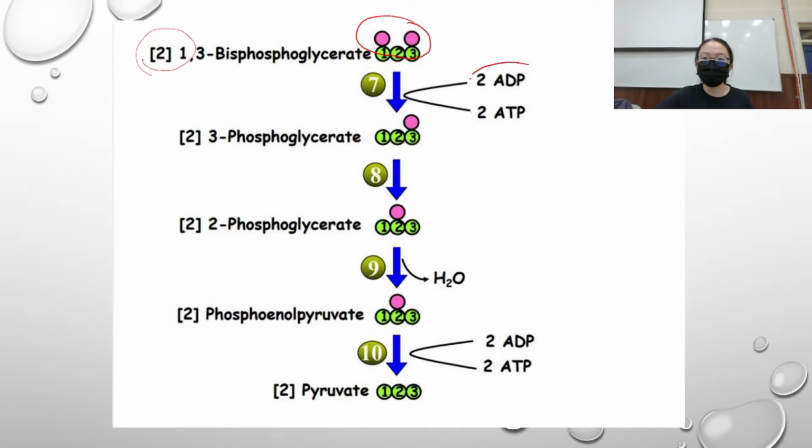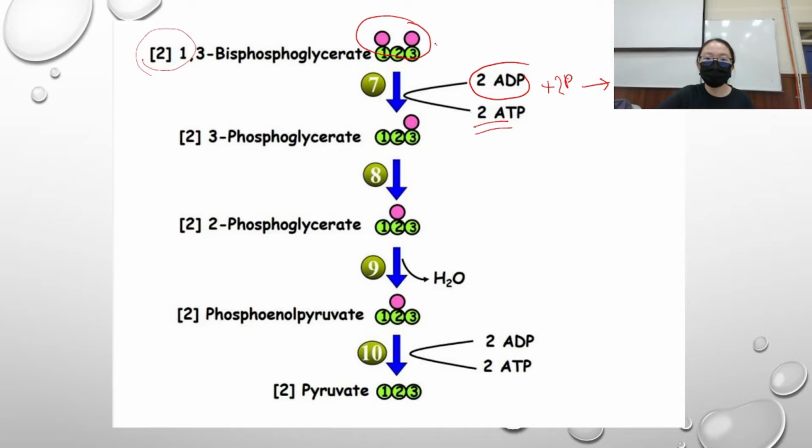So 2 ADP, each of them plus P. So I can write here 2, because 2 ADP, right? So it will produce 2 ATP. Okay, so here we already pay off, because just now we spent 2 ATP. Now we gain 2 ATP. So we already paid back the 2 ATP. And now the product is 3-phosphoglycerate.